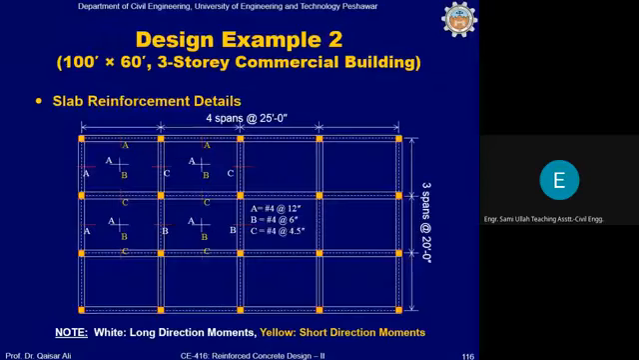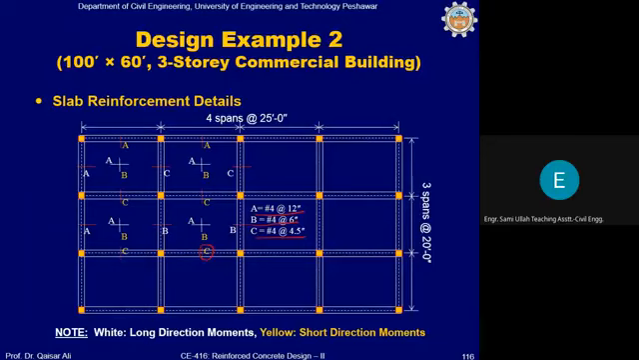So this is the final drafting plan of reinforcement. You can see A is showing number 4 at 12 inch spacing, B is showing number 4 at 6, C number 4 at 4.5 inch. Okay. The yellow color is showing the reinforcement along shorter direction, and white color shows reinforcement along the longer direction.